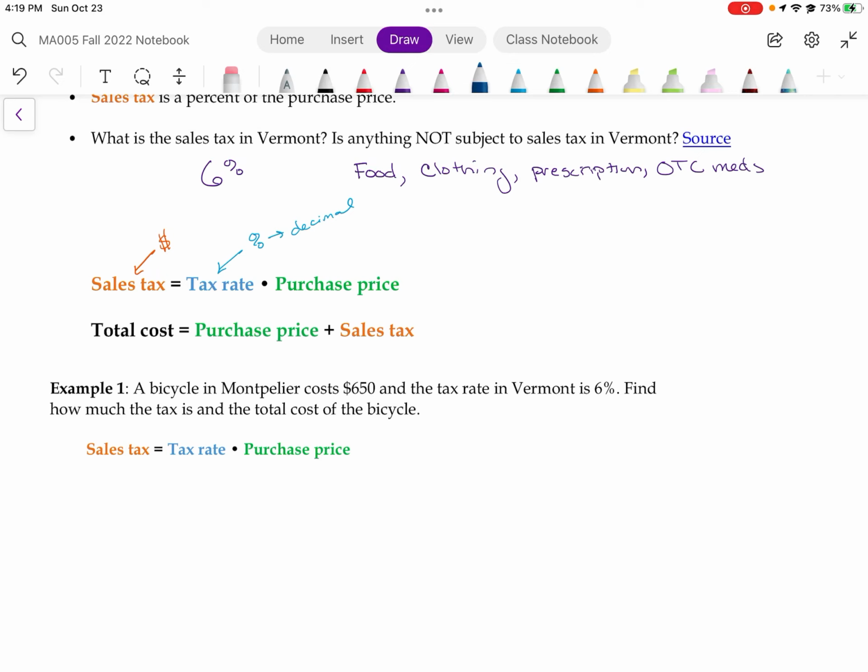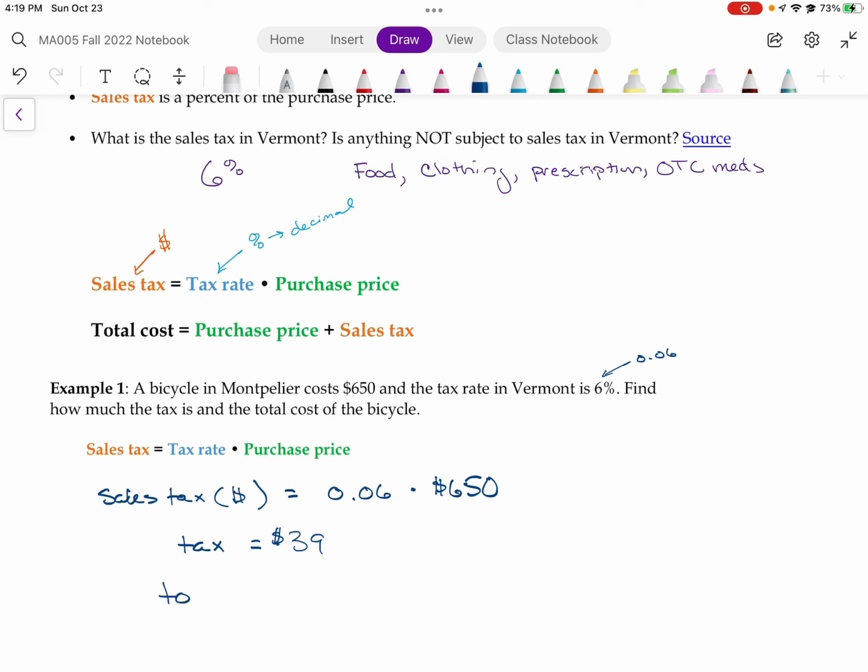Okay, so sales tax is a dollar amount, right? So that's what we're looking for, not the tax rate. So that is going to be the tax rate, 0.06, because remember 6% is 0.06, times the purchase price, which is $650, and you don't need to put the dollar sign in there if you don't want to while you're working the problem. It's just more stuff to look at. So the tax, I'm going to just abbreviate it, call it tax, is $39. That's the tax you're going to pay on this bike.